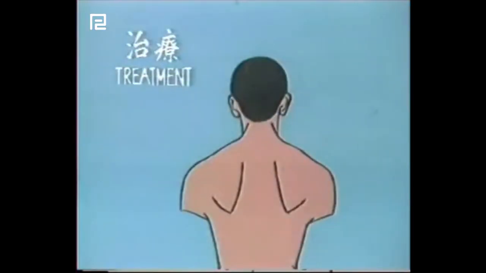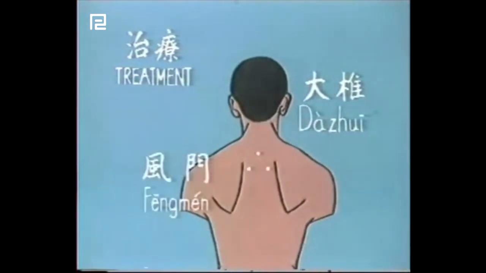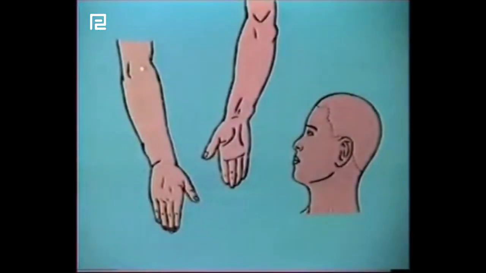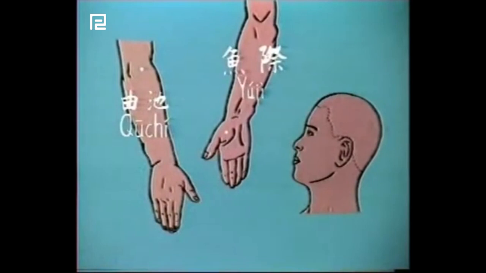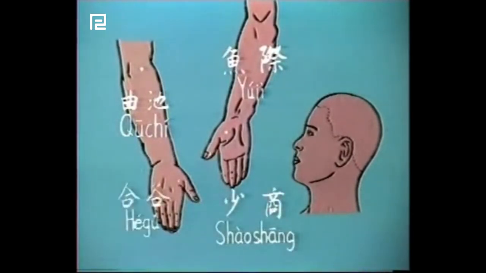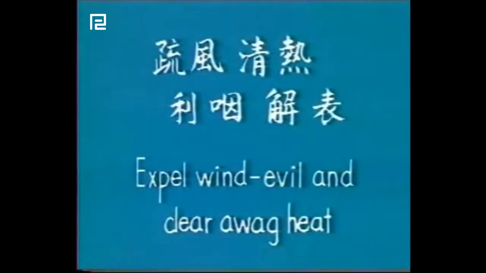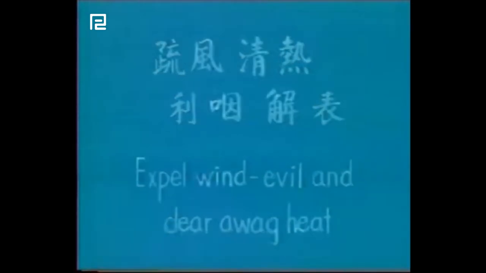Treatment. Puncture Dazhui, Du 14. Fengmen, bladder 12. Quchi, large intestine 11. Yuji, lung 10. Shaoshang, lung 11. Hegu, large intestine 4, and Taiyang extra point. This prescription can disperse wind and heat and relieve the exterior and sore throat.